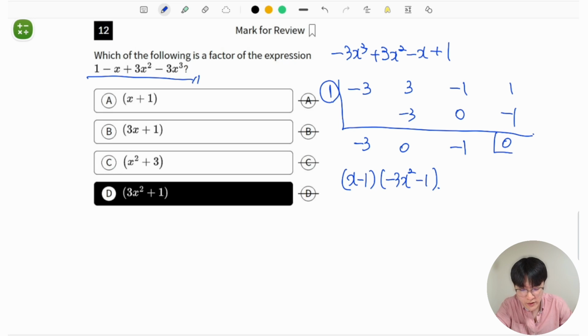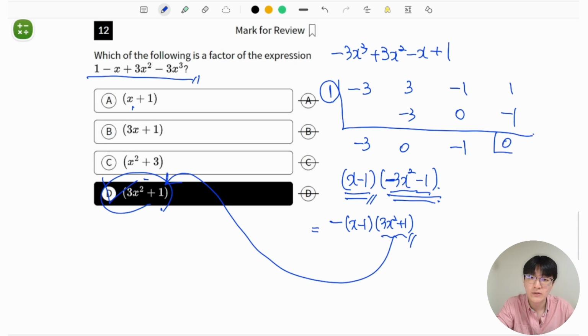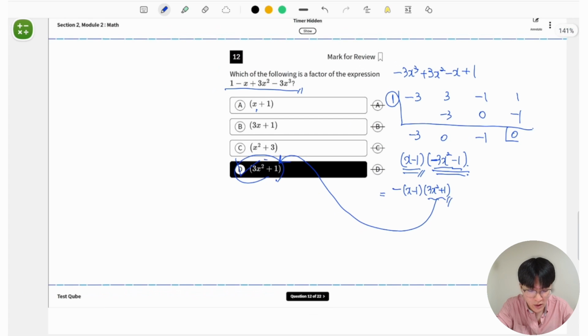Now, if you look at the answer choices, x minus 1 is non-existent. So we know that that does not exist as an answer choice. The only similar thing is D. But minus 3x squared minus 1 and 3x squared plus 1, aren't they different? No. Why? We can always factor out the minus as follows. Right? And either way, 3x squared plus 1 can be a factor of the expression, which is why answer choice D is correct for question number 12.